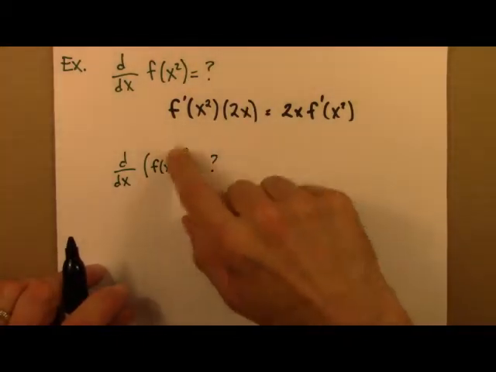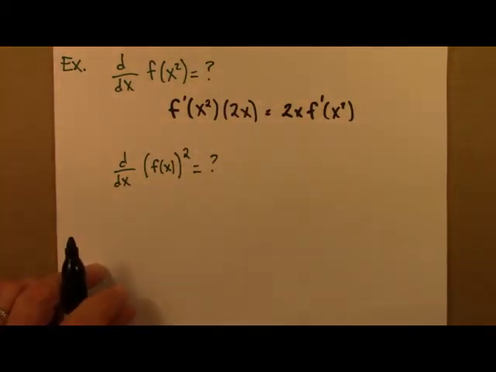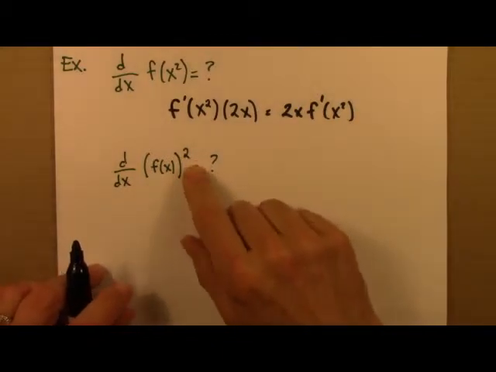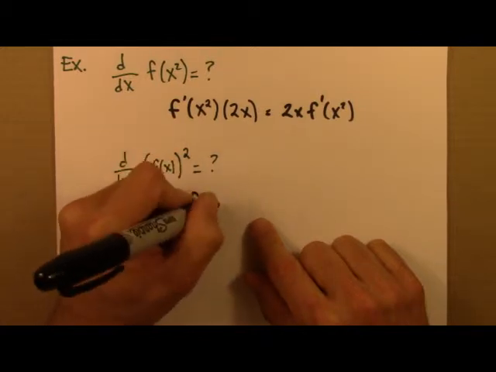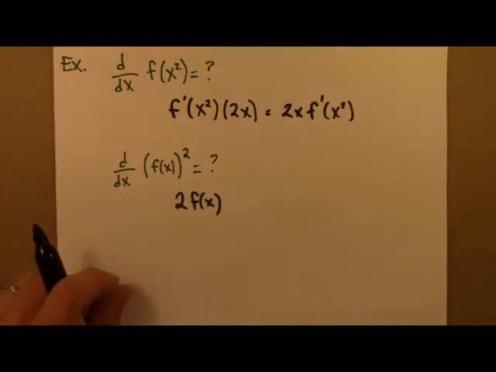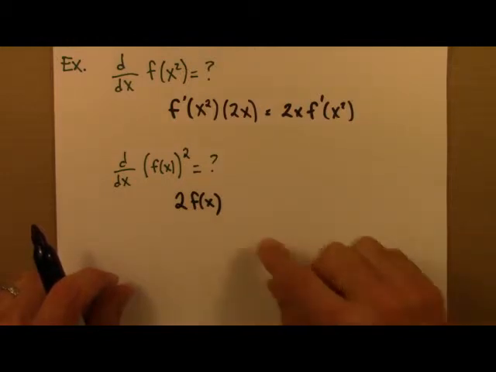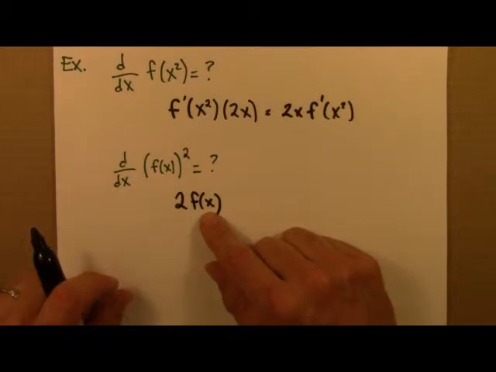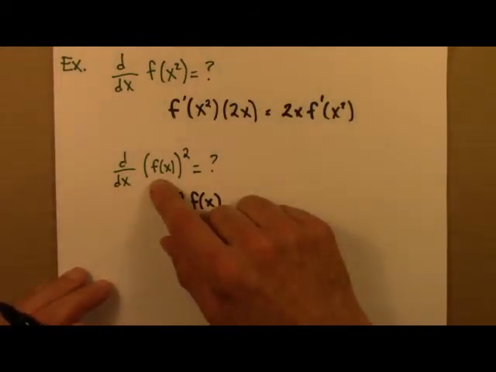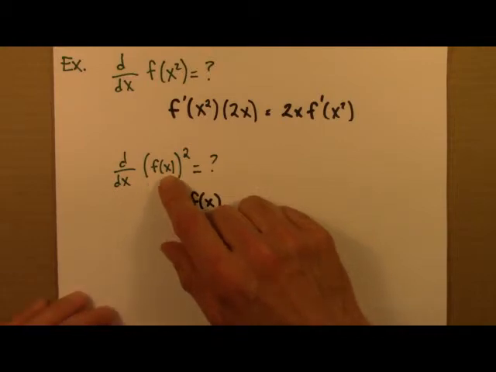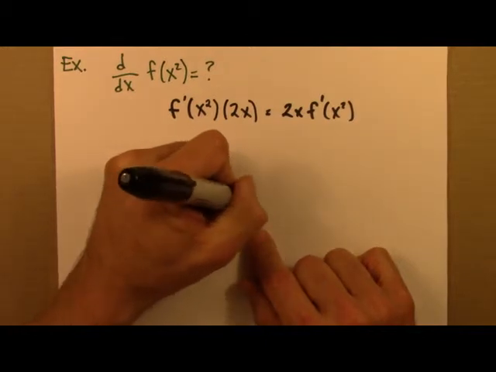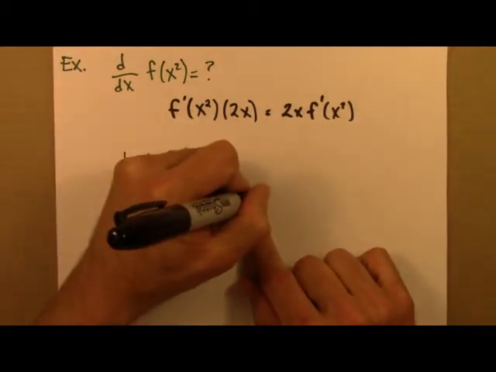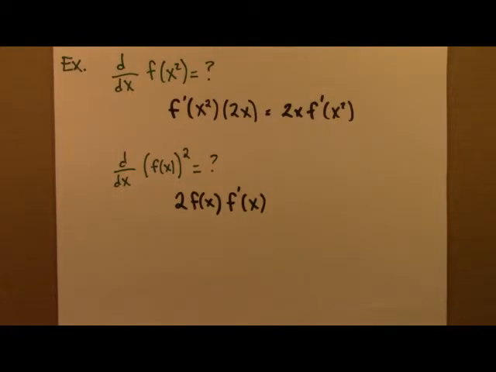It's just our inner and outer functions are reversed. So the outer function here is squaring. So this is blah squared. The derivative of blah squared is 2 blah. Blah is f of x. Then we're not done. We need to multiply it by the derivative of the inner function. The inner function in this example is f of x, so its derivative is f prime.